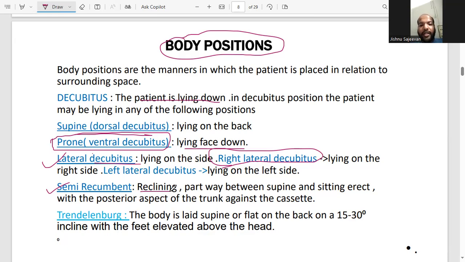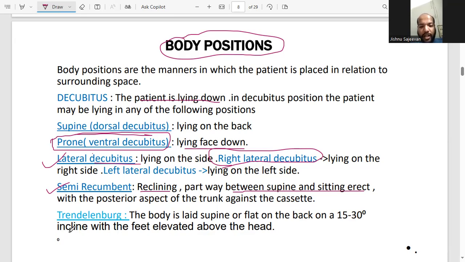The next term is the semi-recumbent position, or it is known as the reclining position. In this condition, the patient is not completely supinated, or not completely in the sitting erect position. In between, a particular angulation will be there, or the head part will be elevated. That is known as the semi-recumbent position.